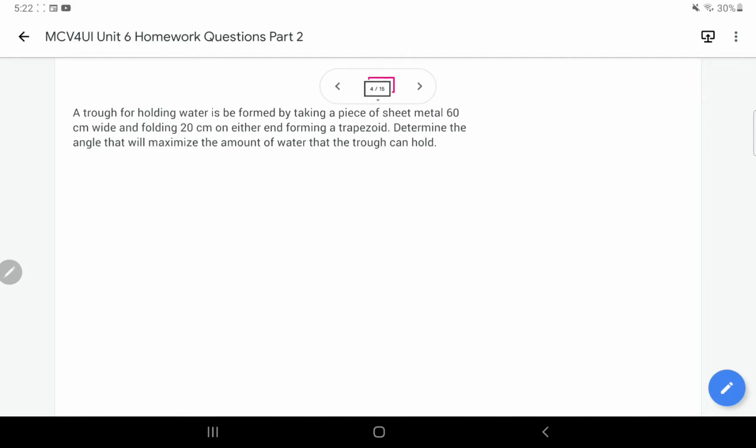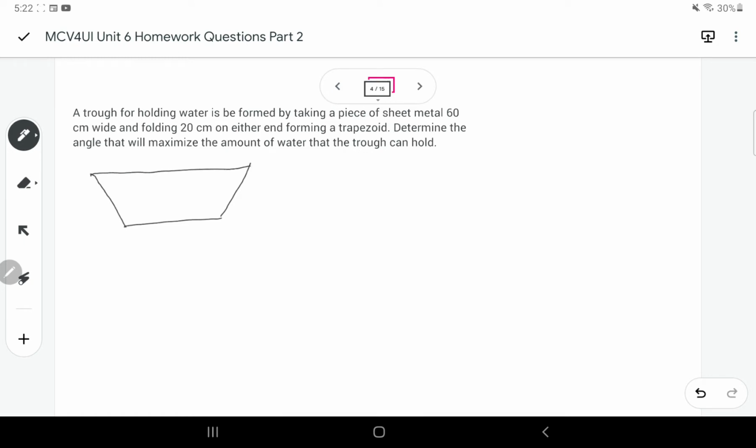So this is a question from the trig handout, and we want to maximize the area of the trapezoid on the end of a trough. This is similar to another question I think was in the lesson, but that one was not using the angle. That one gave an angle and asked how much should fold up on either end.